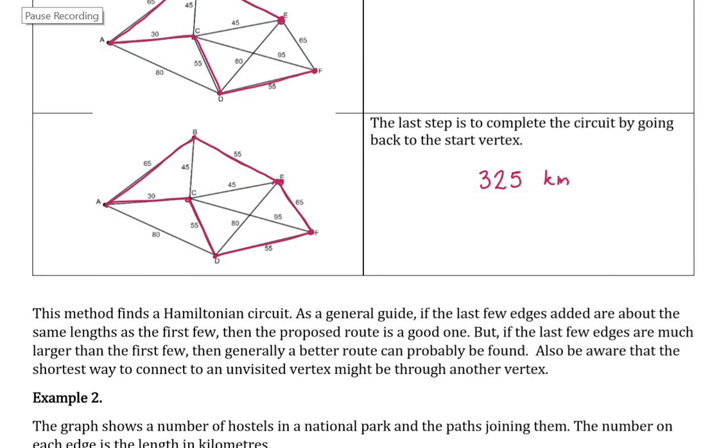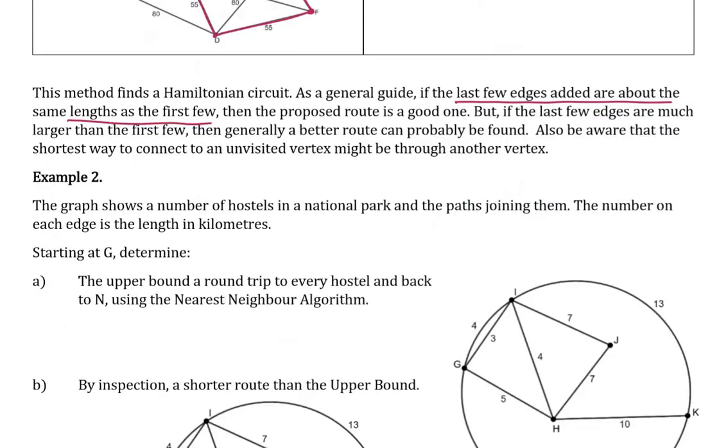So basically we're finding a Hamiltonian circuit. Just as a general guide, if the last few edges you added are about the same length as the first few, then your proposed route is pretty good. So this particular proposed route was fairly good. We avoided the 95s and the 80s. If the last few edges that you add end up being quite a lot bigger, then generally you can find a better route by trying to avoid those. And once again, I've just written there, be aware that the shortest way to connect to an unvisited vertex might actually be through a visited vertex.